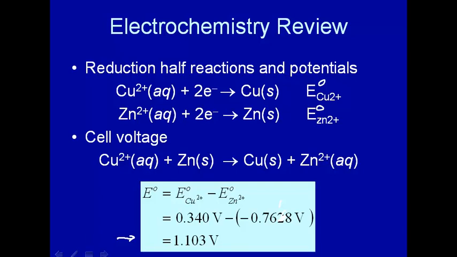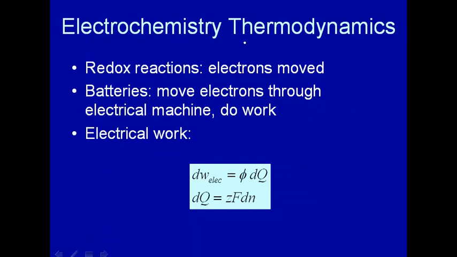All right, now we're going to look at electrochemistry thermodynamics. How are we going to take into account electrochemistry, or why, in fact, do we need to take into account electrochemistry and thermodynamics? Well, in redox reactions the electrons move. They move from the species being oxidized to the species being reduced. So electrons are being transported.